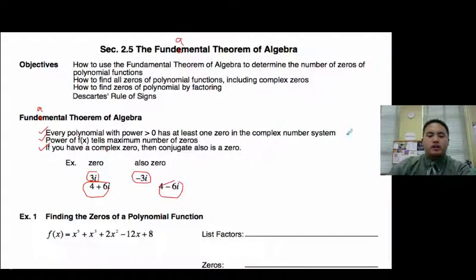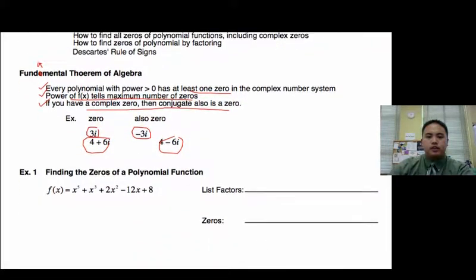Let me summarize these three. If you have a power greater than 0, that means there has to be at least one zero. The power of f of x, or the degree, tells me the maximum number of zeros. So if you have a degree of 5, there are 5 zeros. A degree of 10, 10 zeros. That's the fundamental theorem of algebra. And then if you have a complex zero, the conjugate is also a zero, as we talked about. So let's move on to the bottom.